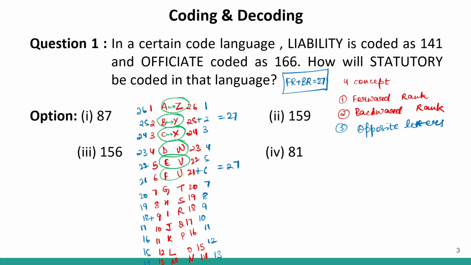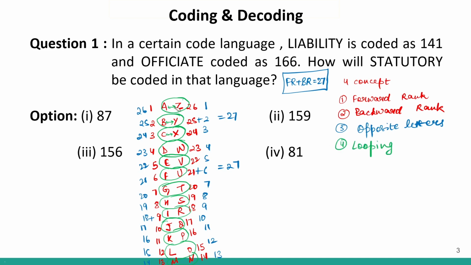F's opposite letter will be U. For each alphabet, there is an opposite letter. Okay. So J is Q's opposite, K is P's opposite. These are all your opposite letters. Then there is a fourth concept called looping.